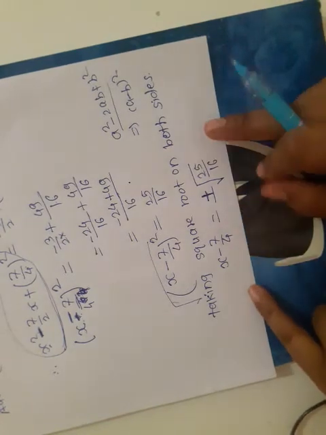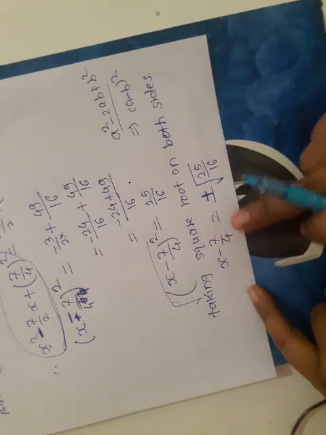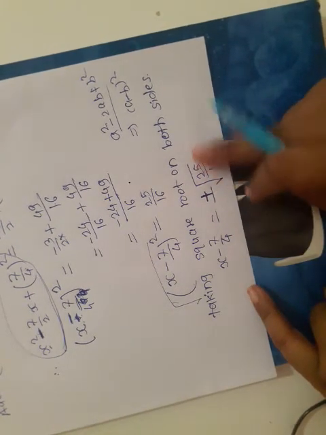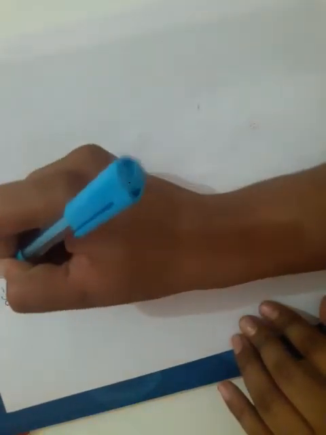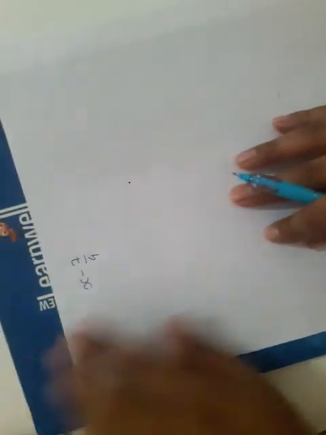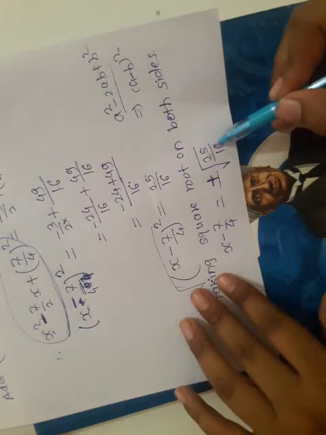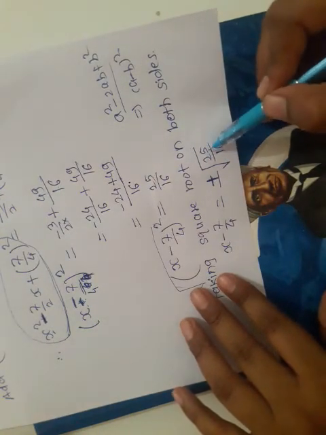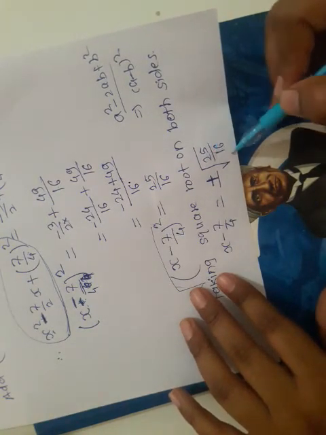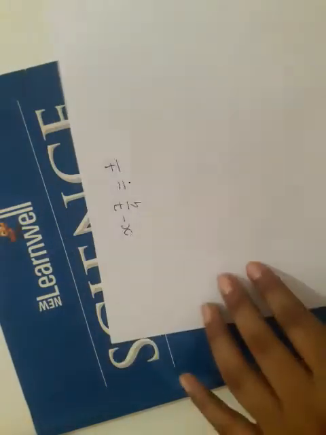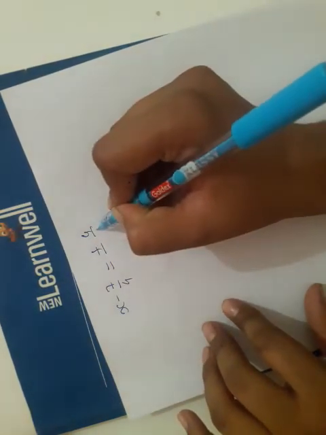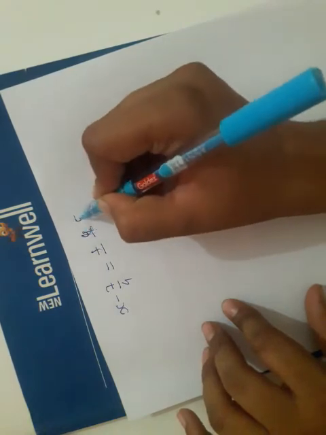Okay, so after taking the square root, we get x minus 7/4 is equal to plus minus under root of 25 upon 16. Now solve this. After taking the root, the square root of 25 is 5 and the square root of 16 is 4. So we get plus minus 5 upon 4.